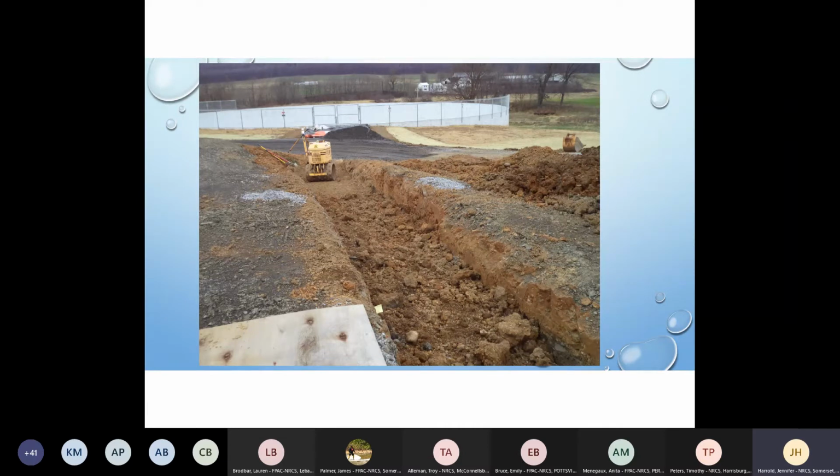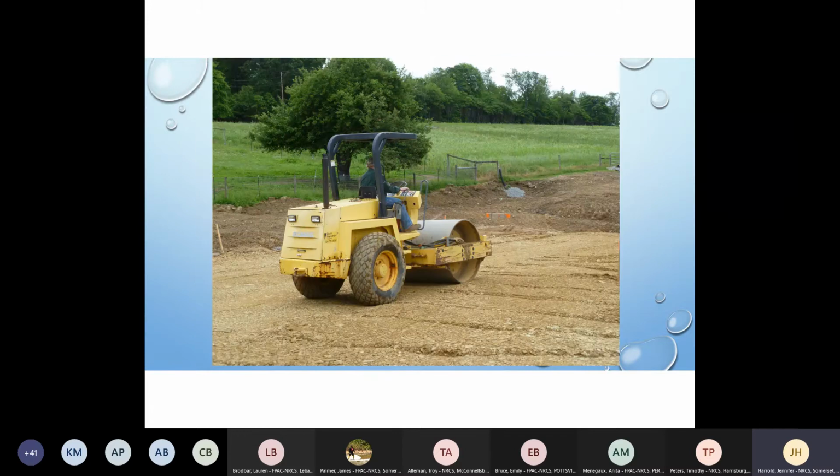There was a manure pipe, a gravity transfer line that led from a reception pit to this new waste storage structure. So they did a really nice job compacting the soil back in just to prevent settling, protect the pipe from crushing, things like that.